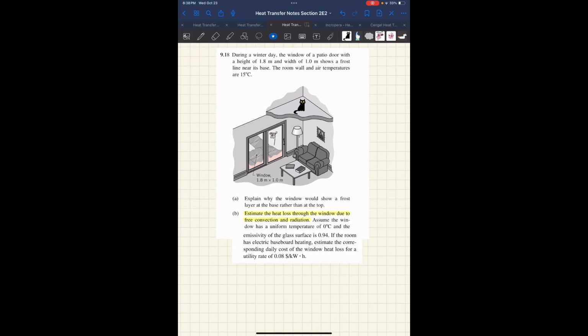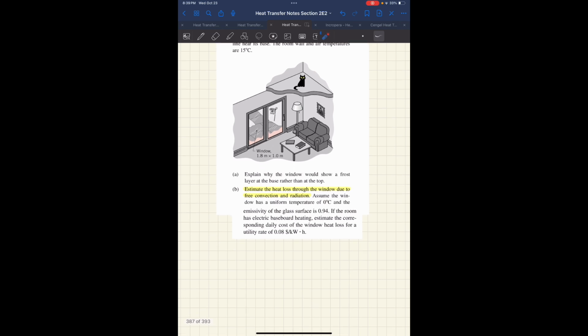Okay. So during a winter day, the window of a patio door with a height 1.8 and a width 1 meter shows a frost line near its base, like this. This is pretty common. Okay, the room wall and air temperatures are 15 degrees. Pretty cold. Usually room temperature is around 20, but it's okay. Some people like it colder in their house. Fine. 15 degrees is okay.